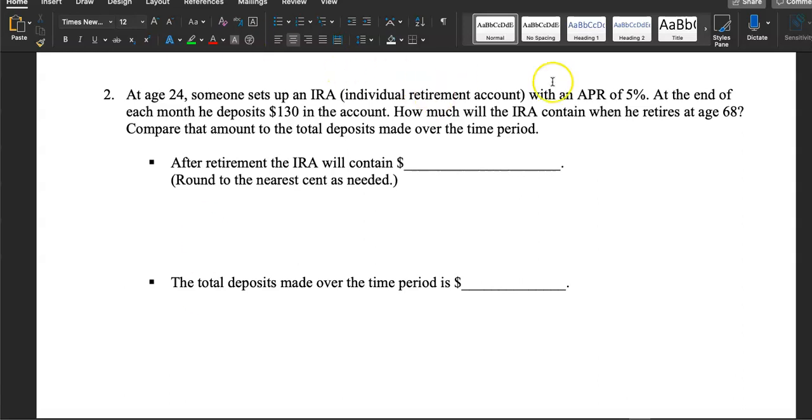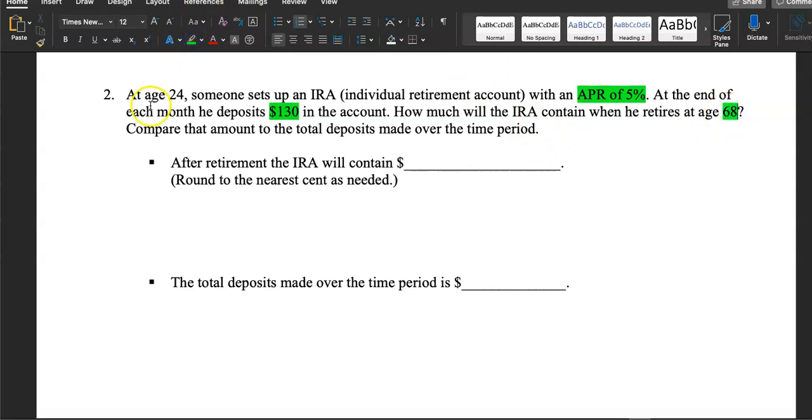Now, let me go ahead and highlight some of these things. APR of 5%. At the end of each month, he deposits $130 in the account. That's what I kind of did. I paid about $150 every month. How much will the IRA contain when he retires at age 64?